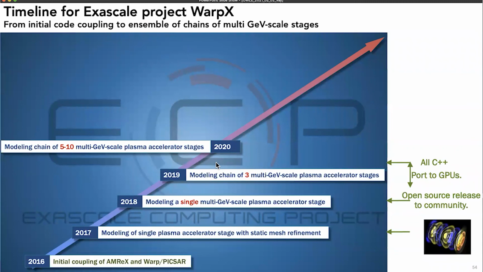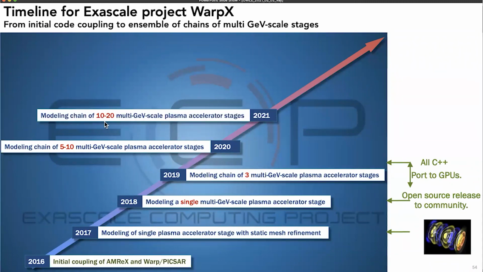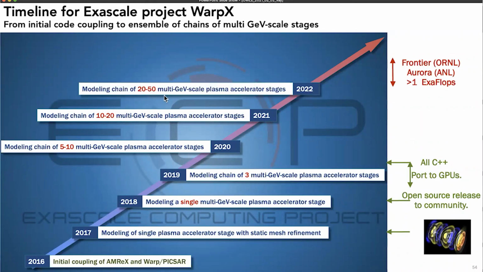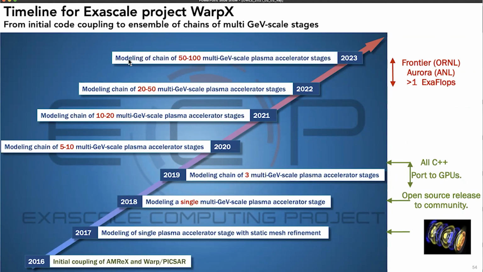So plans beyond this are to go to the modeling of up to 20 stages sometime this year, then go to up to 50 stages by 2022. By then, the exascale computers will start to become available and should enable us to reach our goal to go up to 100 stages by 2023. And this is in preparation to being able to do 100 to thousands of stages for possible collider design around 2030 and beyond.